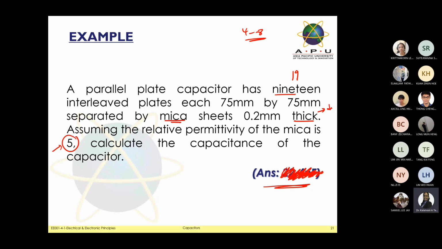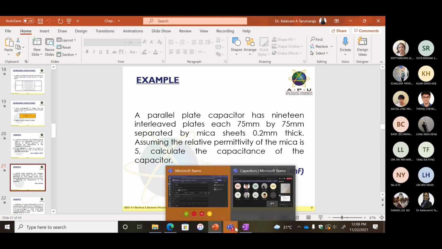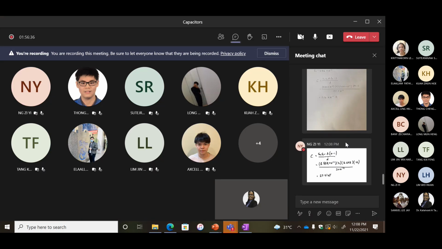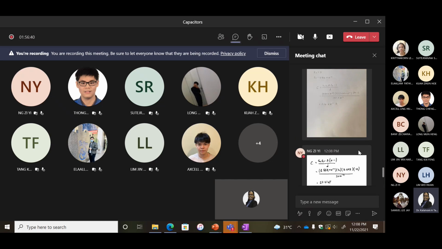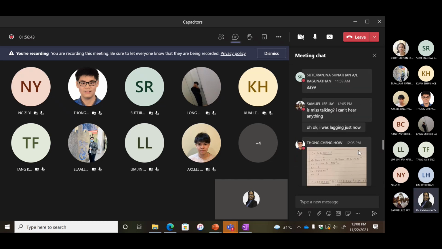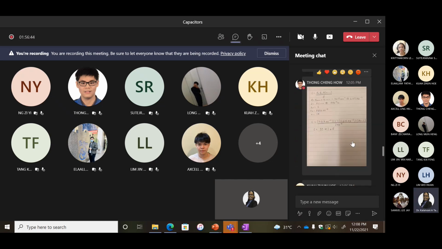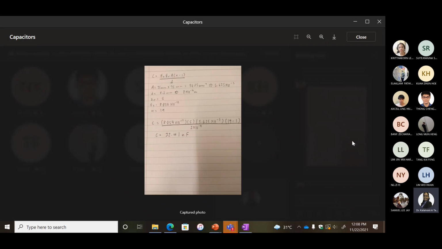Okay, let's see. Let me minimize the slide view. Okay, let's see your friend's answer here. Anyone who wants to send, you can send. I'm waiting for your answer. Just try. Okay, let's see the first person here, Cheng Hao. Cheng Hao's answer steps are okay. I can see it is done.